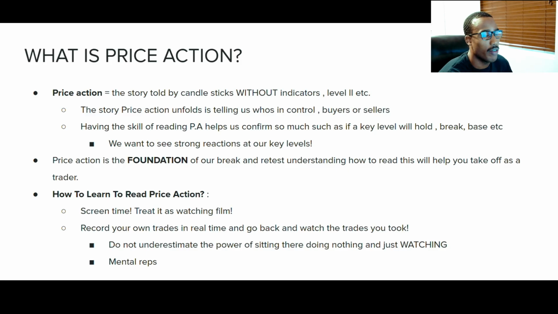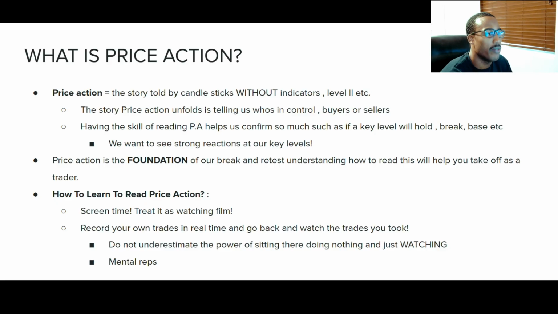The story that price action unfolds is telling us who's in control, buyers or sellers, the bulls or the bears. Having the skill of reading price action, and it is a skill, helps us confirm so much, such as if a key level will hold, if it will break, or if it will base. Those are three different things. Price can only run to the upside, run to the downside, or move sideways, one or the other. We want to see strong reactions at our key levels. I can't preach that enough. We want to see strong reactions at our key levels.